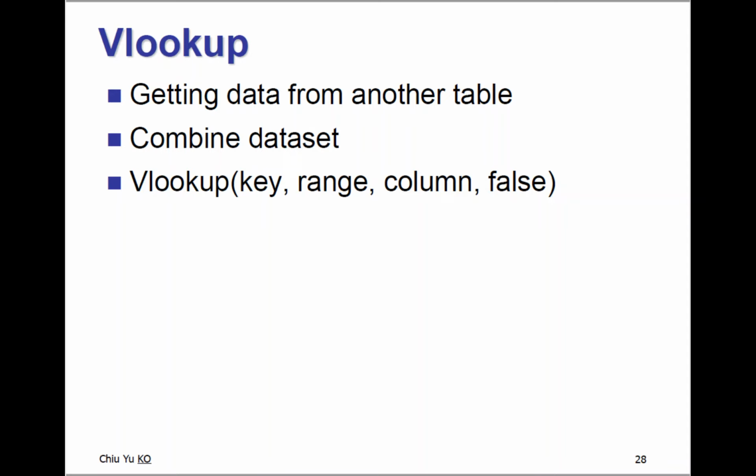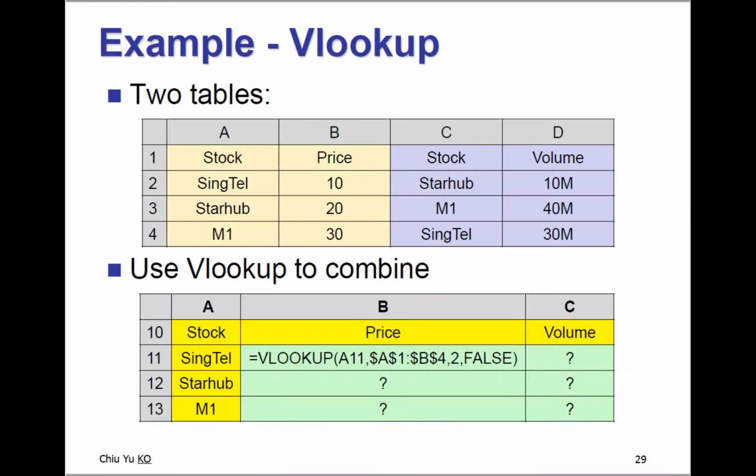And here the key is important because you want to look from the other table. You have to look at where to look. That's the key. And range is the table you want to look up. The table lists the data. The first column is the identifier you want to look at, and then the column number is which column you're looking at, and FALSE is exact match. So let's look at the following example.